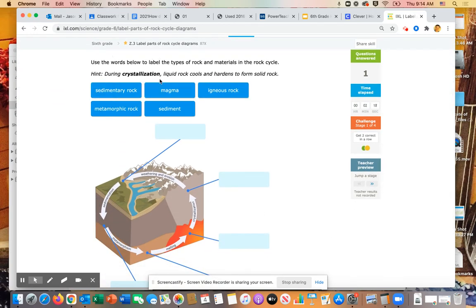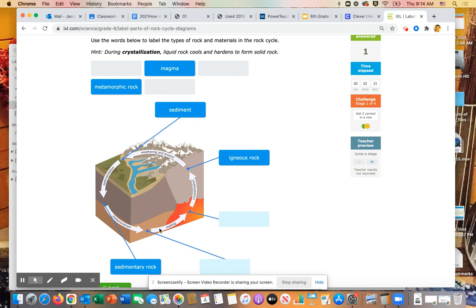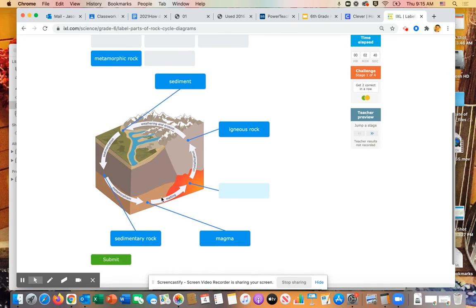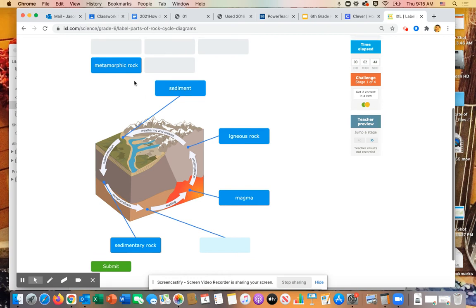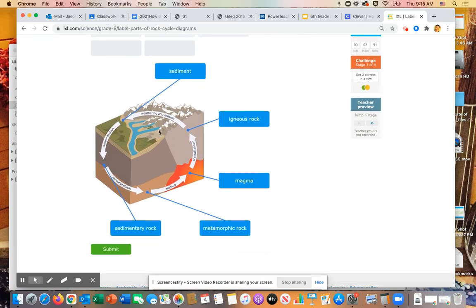Same thing, I still like to start with igneous. So, where is my crystallization? Weathering and erosion, sedimentation, melting, metamorphic rock is, whoops, okay, there we go. See, you got to make sure your arrow's in the right spot. Metamorphic rock for that metamorphism. And now if I double check it, I look happy with it.